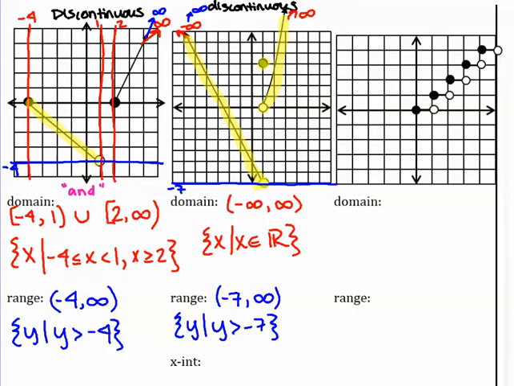And I want to point out something to you about x-intercepts on this problem. We have one x-intercept here at -2.50, but we have an open circle here. An open circle means that that point is not a part of the graph. So that point 1, 0 is not an x-intercept.